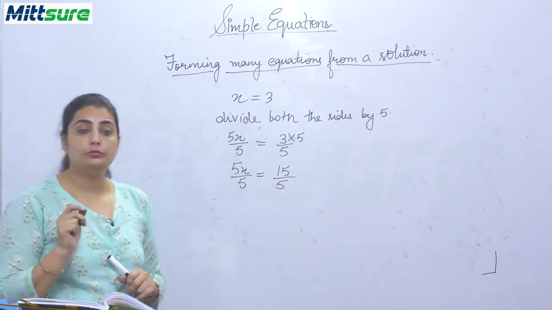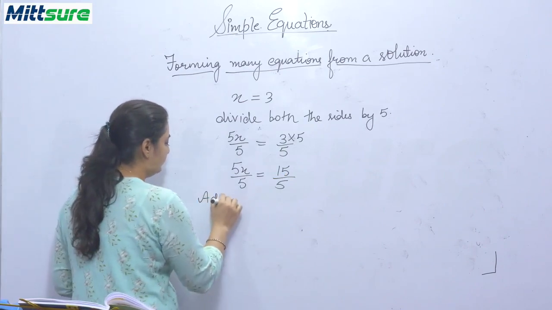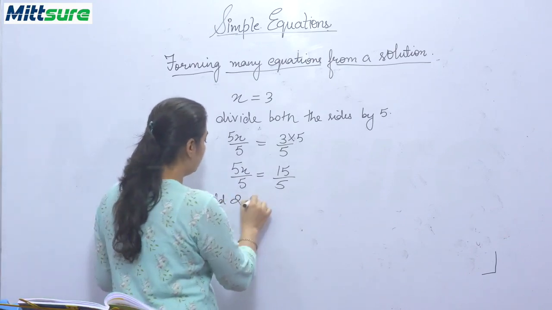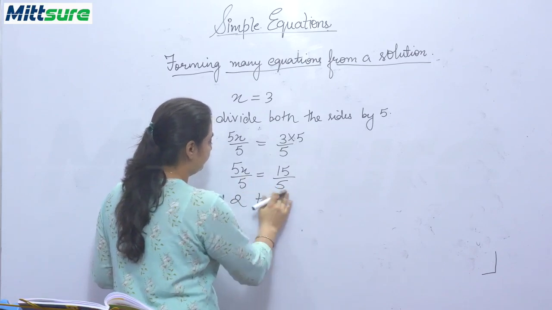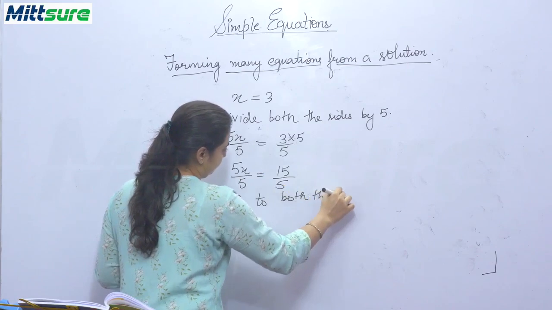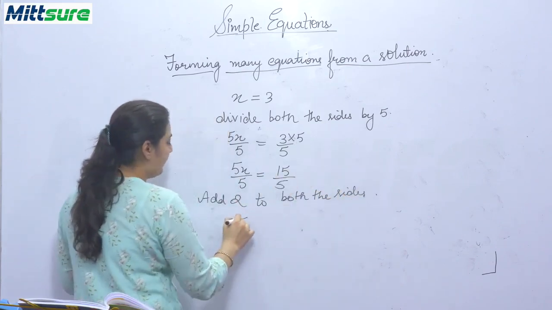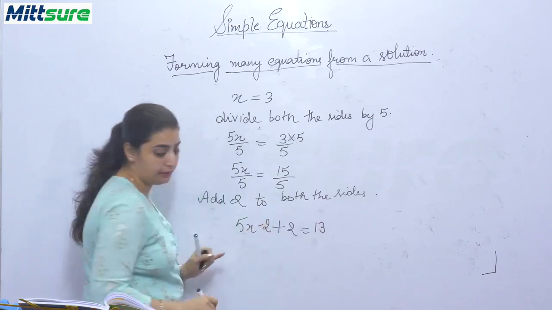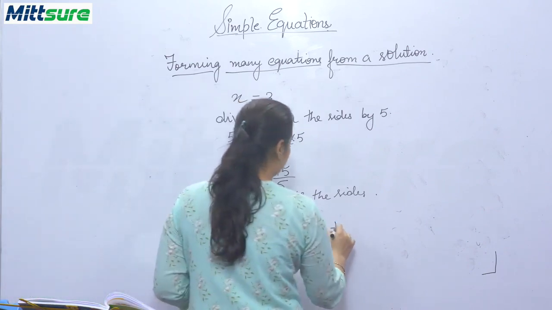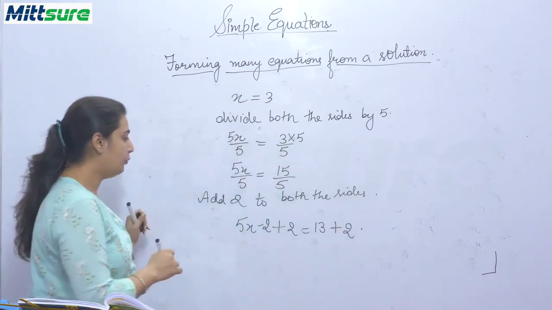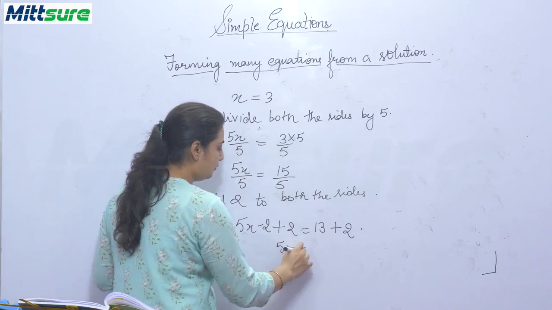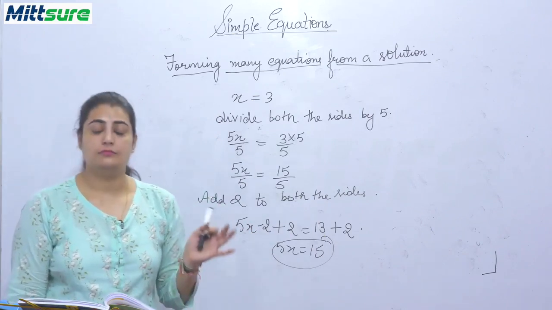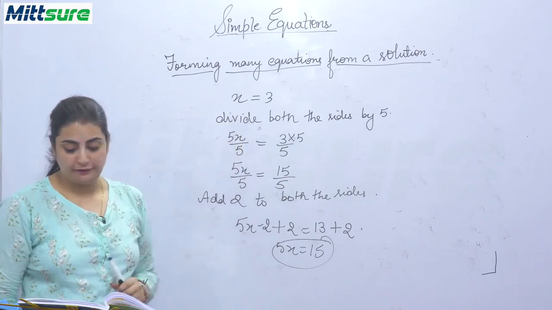Now add 2 to both the sides, not minus 2, 2 to both the sides. We have got 5x minus 2, plus 2, 13 plus 2, that was the last equation. So then again what I have got, 5x is equal to 15. So I have reached the same equation again that we had after multiplying x by 3 by 5. So this is how we form equations.